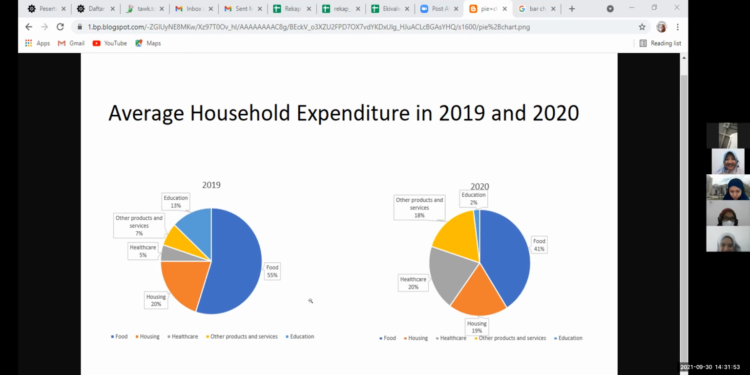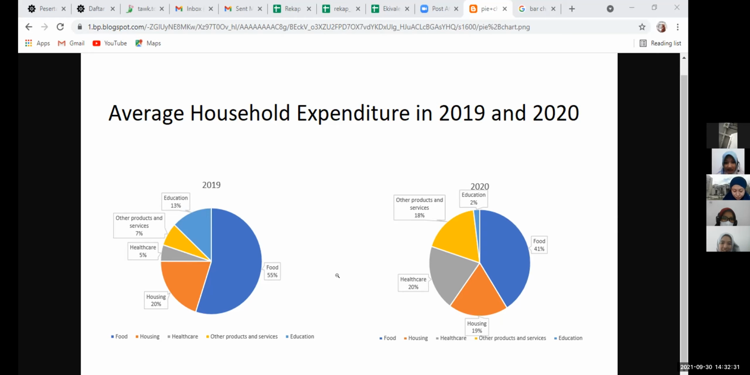I guess I can see from here because of the pandemic. Look at the healthcare from 5% to 20%. In 2020, people bought vitamins and medicines, and education dropped from 13 to 2, because I believe each semester you need to buy new books, and a new uniform for your children. But in this pandemic, I guess they do not need to wear any uniform or buy new books, because it's digital. You do not need to buy. So that's the main reason, I guess.